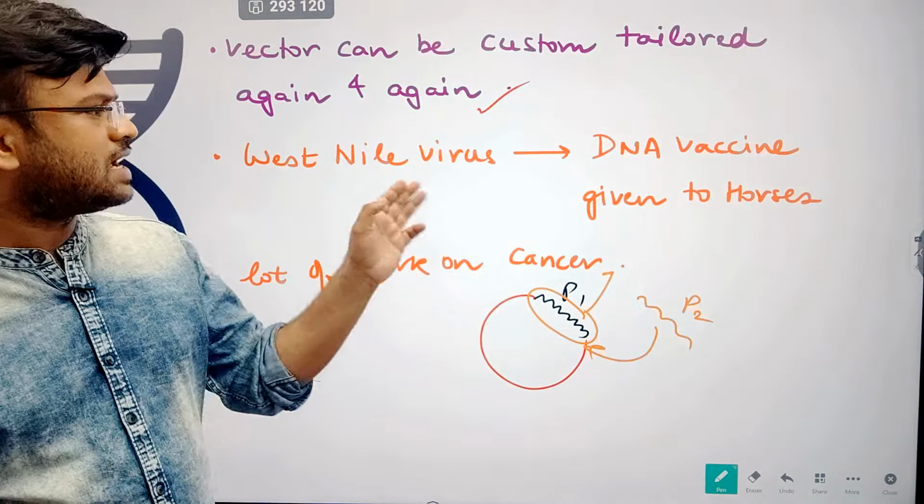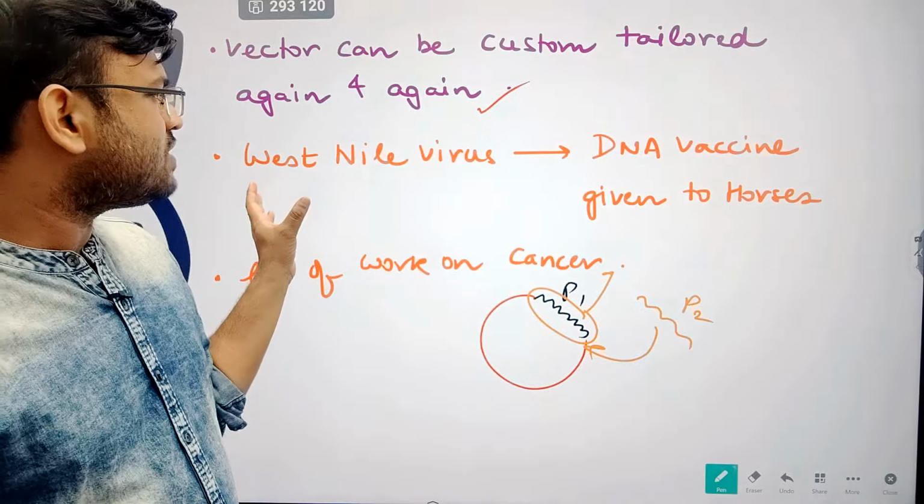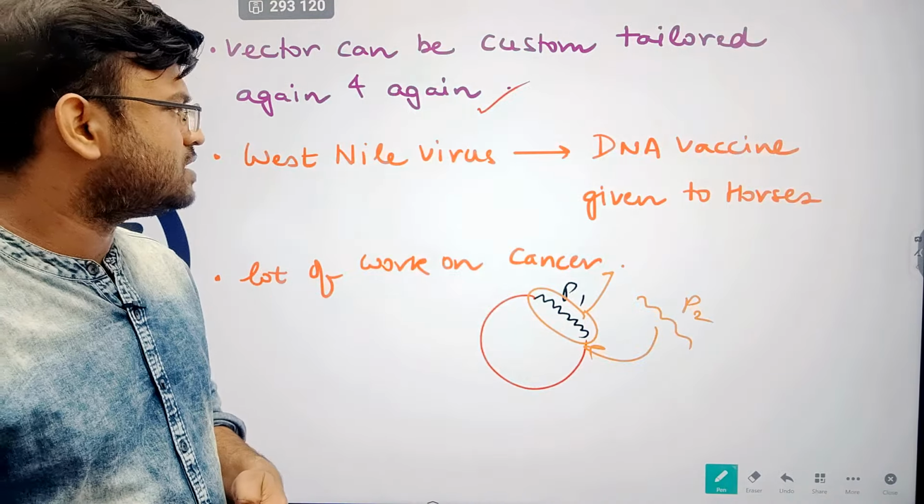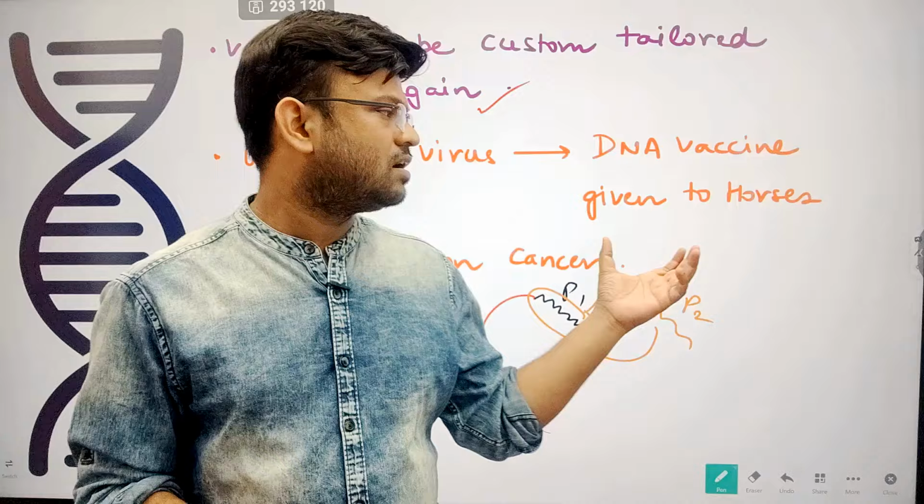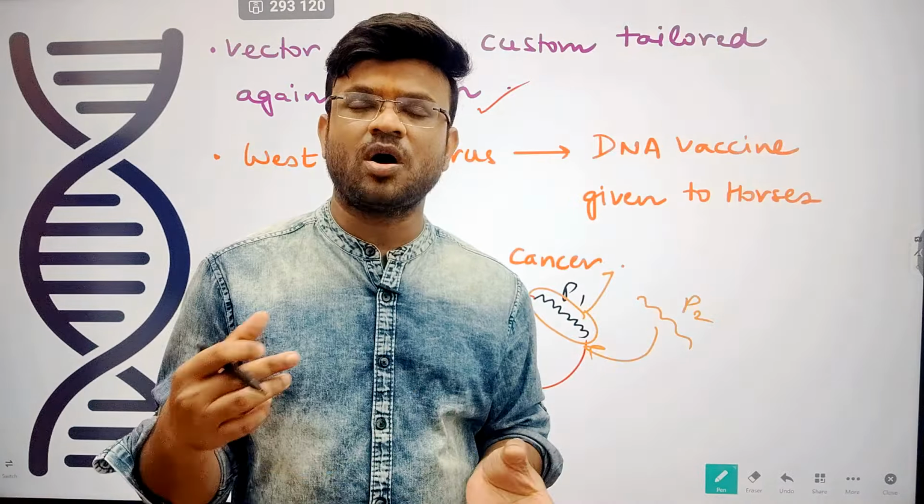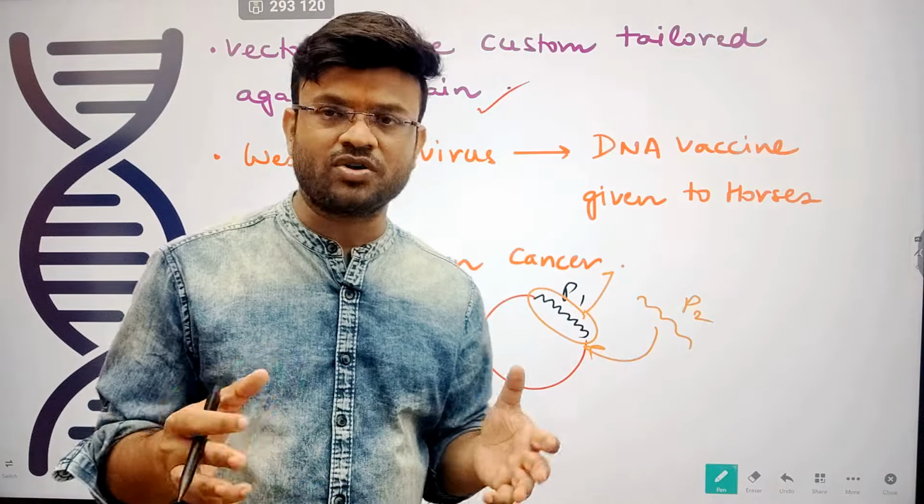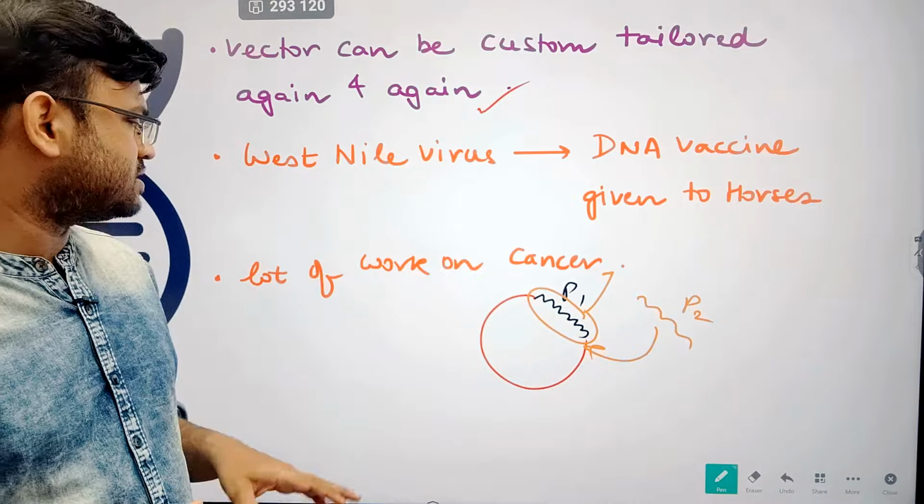Right. So West Nile virus, let me give you an example of a DNA vaccine. A DNA vaccine against West Nile virus was given to the horses, and a very prominent effect was seen in the horses against this West Nile virus.